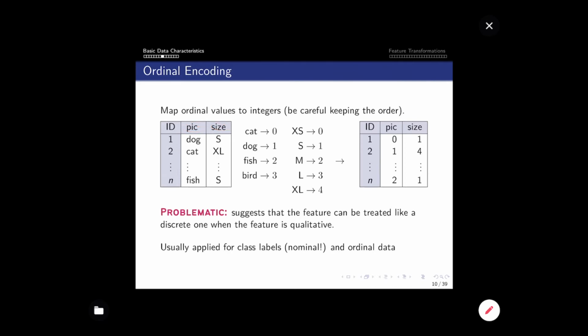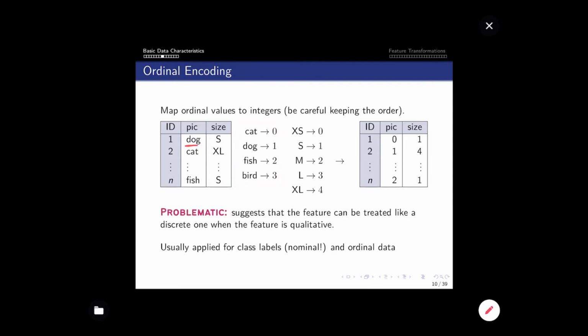These categories for the picture don't have an order, right? A dog is not smaller than a cat, or a dog is not less than a cat, so you cannot make a meaningful order here. But nevertheless we can also encode nominal data with this ordinal encoding. So for example, we have these two mappings. This is for the first feature: cat is 0, dog is 1, fish is 2, bird is 3. So what do we get here then?